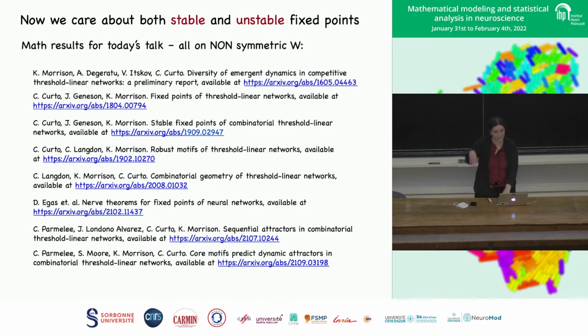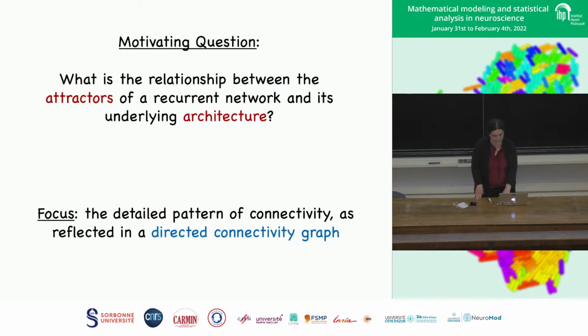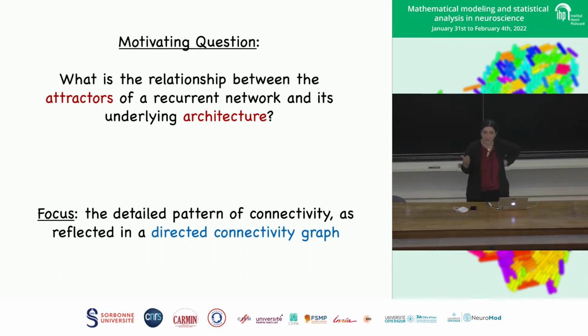Okay, so this is just kind of a dump of references where you can find things that I'm talking about today, but I want to get straight into the motivating question, which is, what is the relationship between the attractors of a network and its recurrent network architecture? And the focus is really on the pattern of connectivity as reflected in a directed graph.